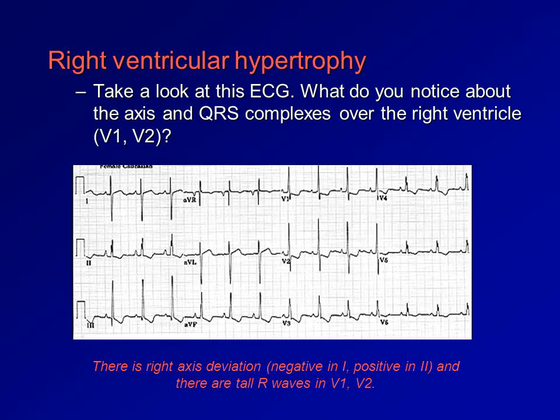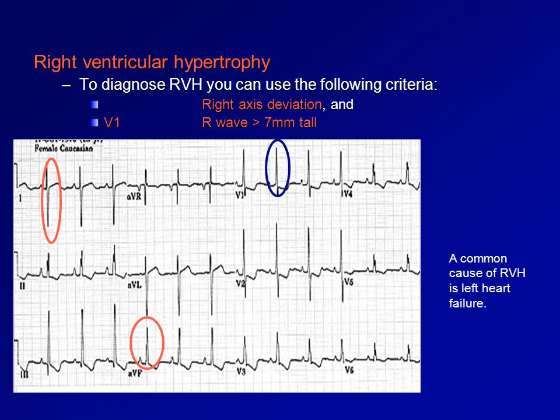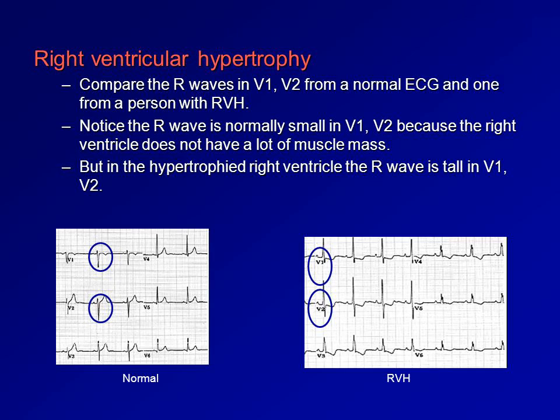Right ventricular hypertrophy. Take a look at the ECG. What do you notice about the axis and QRS complexes over the right ventricle, V1, V2? There is right axis deviation, negative in I, positive in II, and there are tall R waves in V1, V2. To diagnose RVH, you can use the following criteria: right axis deviation, and V1 R wave greater than 7 mm tall. A common cause of RVH is left heart failure.